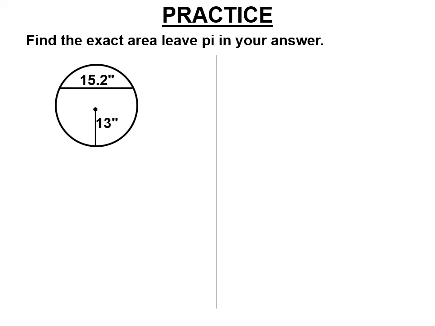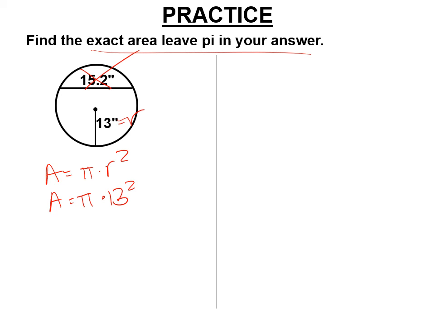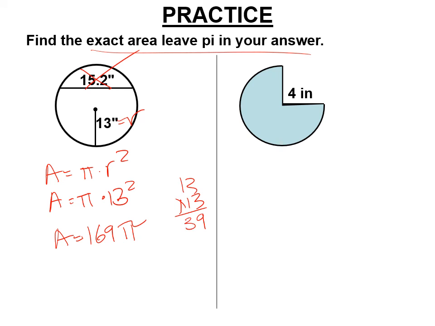Let's practice. We're finding the exact area. Life is easy today. So area of a circle is pi r squared. So it's pi times 13 squared. What's the other thing called? That's a chord. This is our radius. 13 squared is 169. This is exactly 169 pi. All right. 13 times 13. 3 times 3 is 9. And 169.